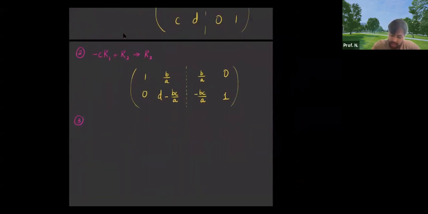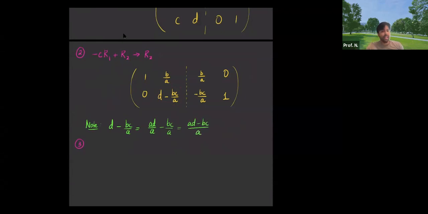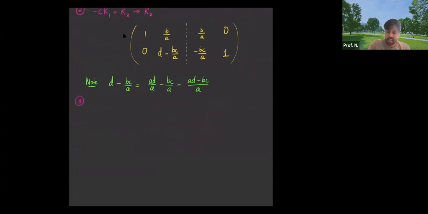Now, before we go to the next step, I would like to take a note of this. Note that D minus BC over A, I can rewrite as a single fraction. So that might be a little bit better. In order to combine this into a single fraction, I must have the same denominator. This becomes AD over A, minus BC over A, which is AD minus BC over A. You should already start to see, wait a minute, I see this AD minus BC stuff. So it didn't just pop out of nowhere. It's part of a reason.